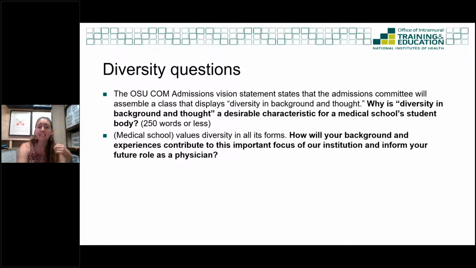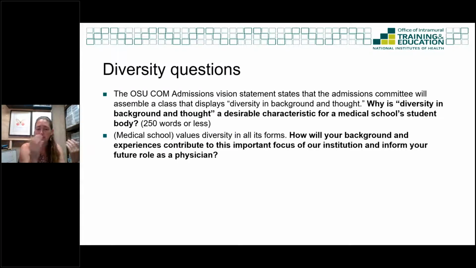This question says the admissions committee will assemble a class that displays diversity in background and thought. Why is diversity in background and thought a desirable characteristic for a medical school's student body? You only have 250 words or less, so these are very short. Again, put yourself in the situation where you want to go to that school. How can you be a good fit? What will you bring? What unique characteristics will you bring? And really think of diversity very broadly.